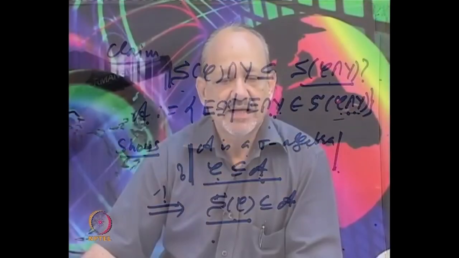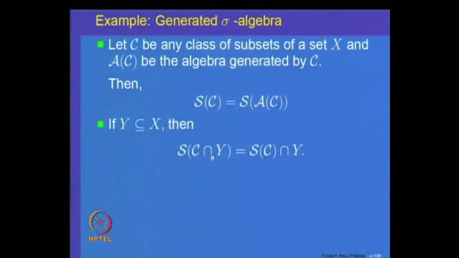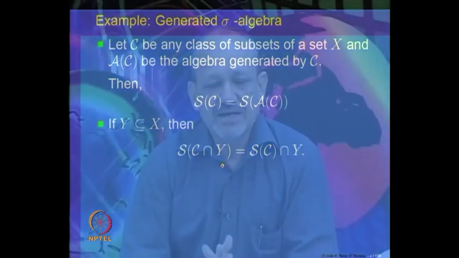So, this will prove the required fact that we were trying to show: if I take a set Y inside X and restrict the collection C to subsets of Y and generate the sigma algebra, that sigma algebra is the same as first generating the sigma algebra and then restricting it to Y. So, this is another way of generating more sigma algebras for a given collection. This is a technique which we are going to use later on in our subject.